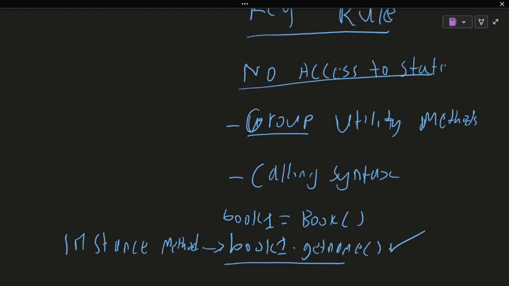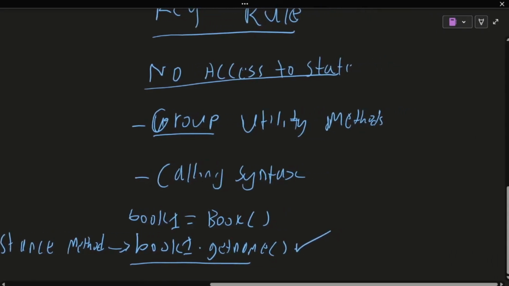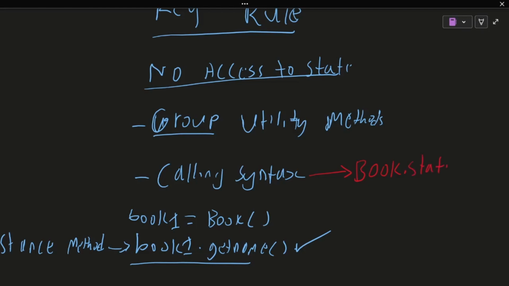But now we are trying to define how to access static methods, the coding syntax. The coding syntax of a static method will be calling them directly by just referencing the specific class. So Book.static_method, right? Book.static_method. That's how we'll be calling these things.